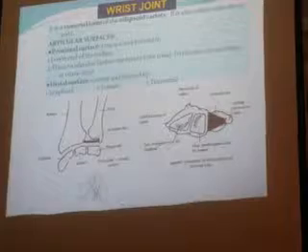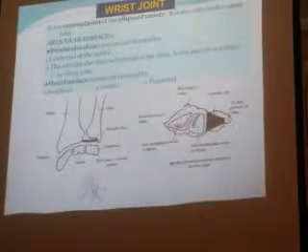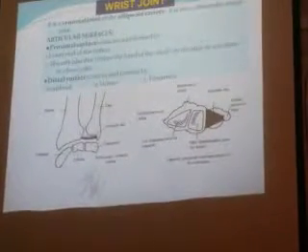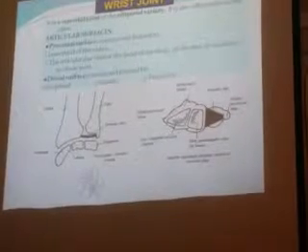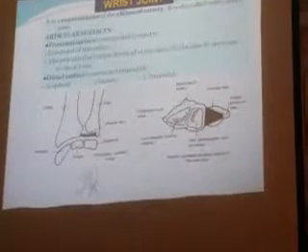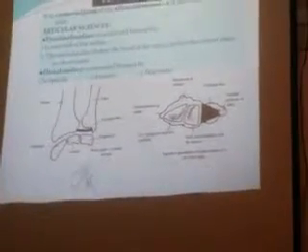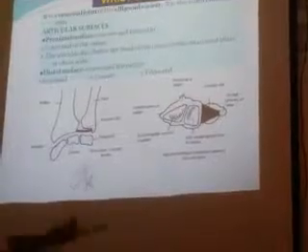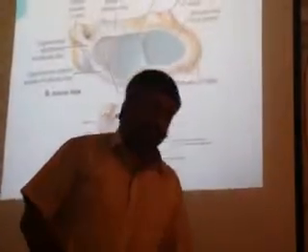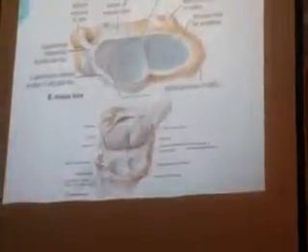Did you follow? So what are the articulating surfaces? The radius, the articulating disc, and then scaphoid, lunate, and triquetral. These are the articulating surfaces involved in the formation of the wrist joint. Now what is the next heading? The capsule, and then the ligaments.